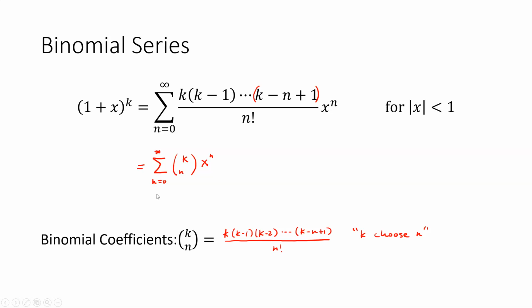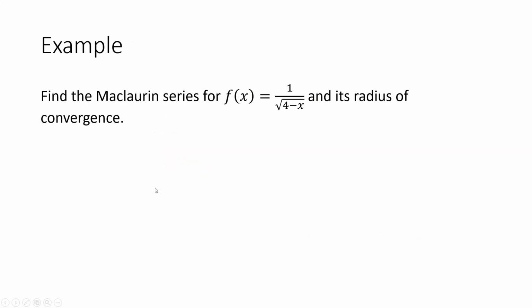So let's just practice this formula a little bit, get the hang of it. Find the Maclaurin series for f of x equals 1 over the square root of 4 minus x. So what I'll do is try and manipulate this a little bit to get it into the form of the binomial series that we had a moment ago.